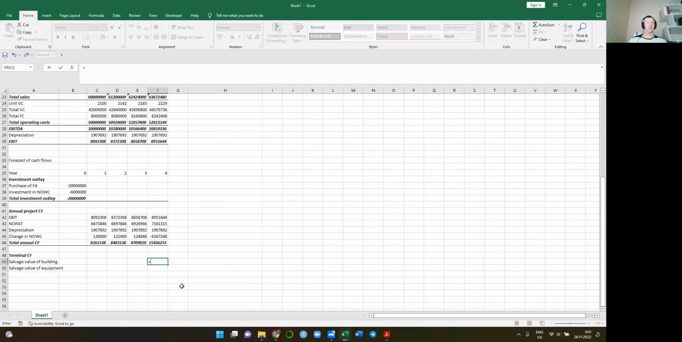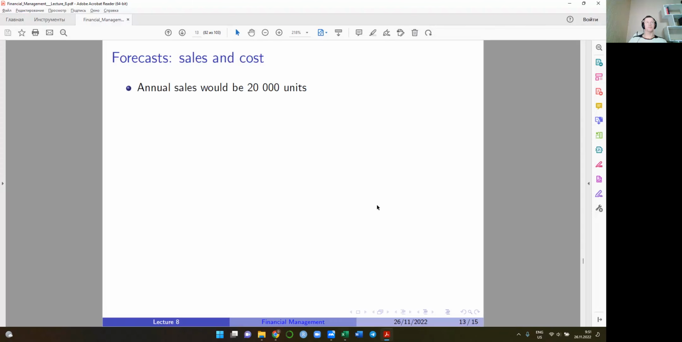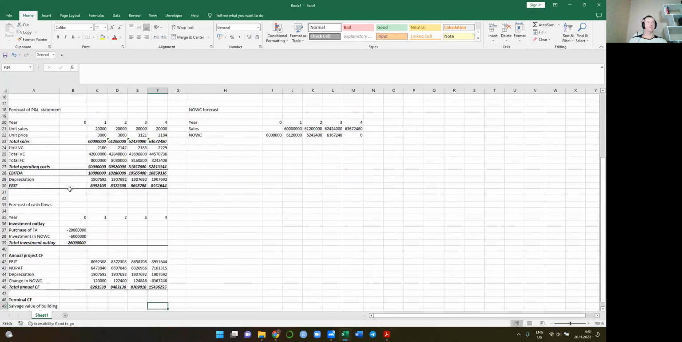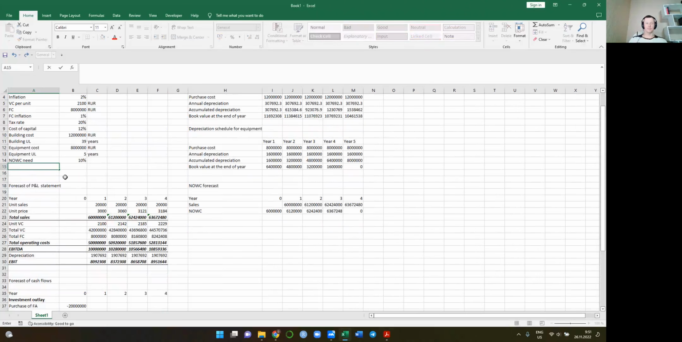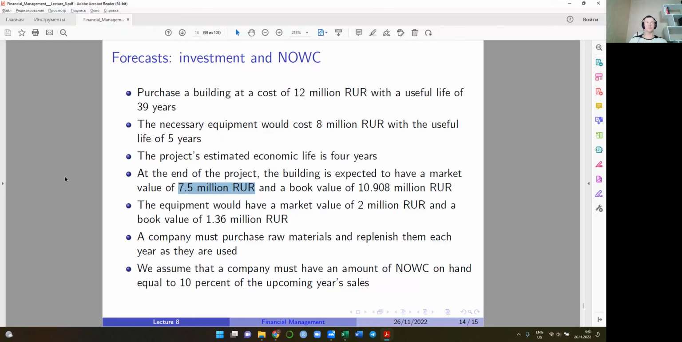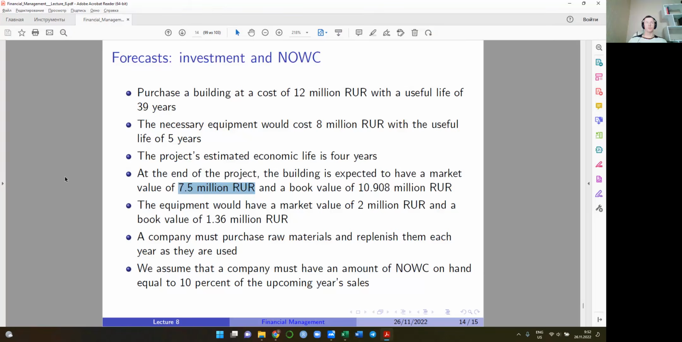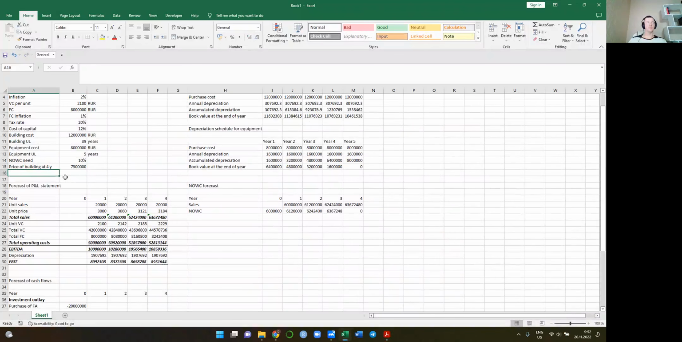This is very simple. We have a price. Where was it? Yeah, here: 7.5 million for building, 2 million expected price for equipment. So the price of building in the year four is 7.5 million rubles. The price of equipment at the year four is going to be 2 million rubles.